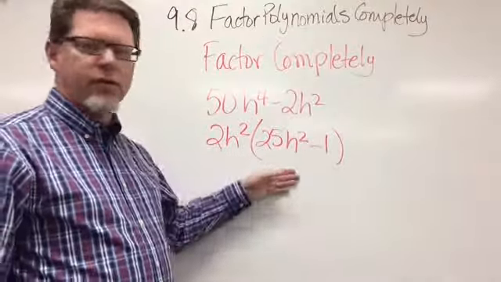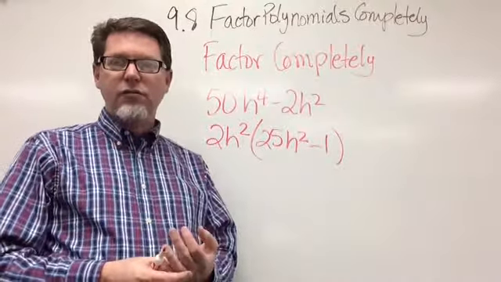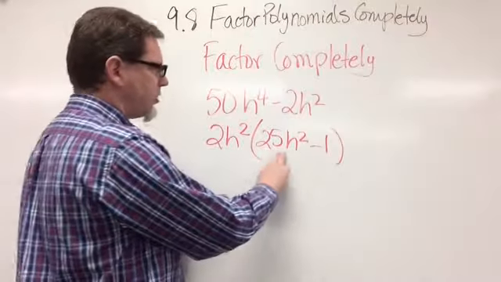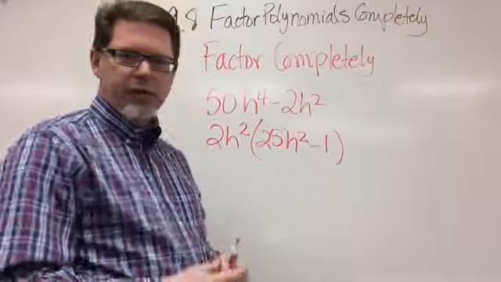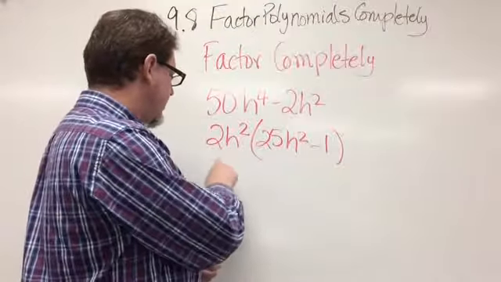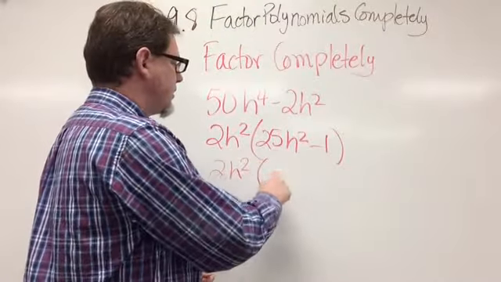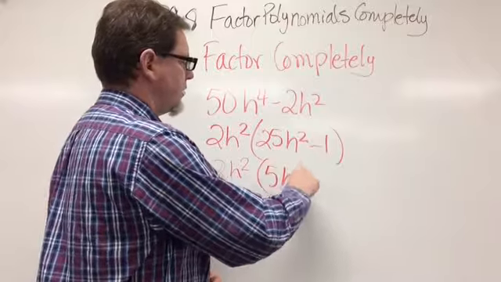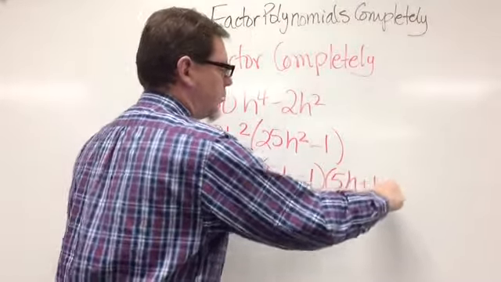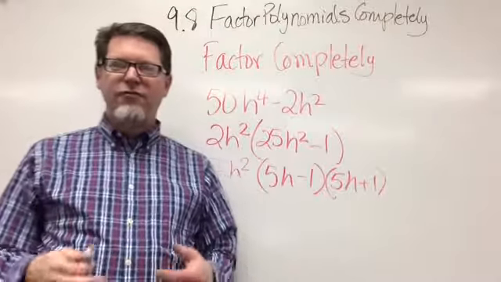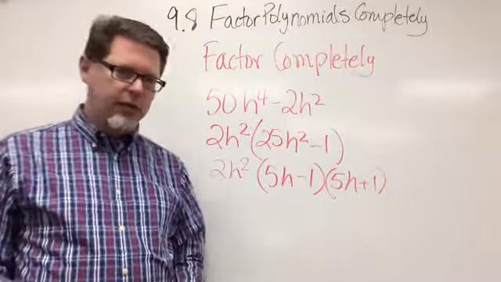Well, it's a binomial, so I need to look and see, is this a difference of squares? Is 25h squared a perfect square? Yes. Is 1 a perfect square? Yes. So then I have 2h squared times the quantity of 5h minus 1 and 5h plus 1. And now I have factored this completely.